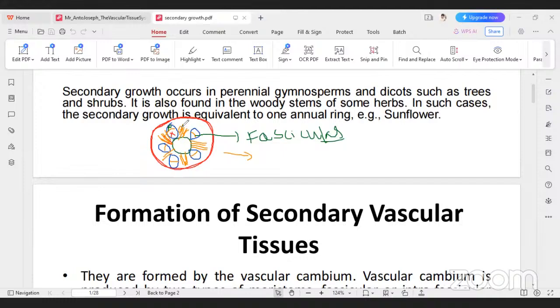Now where is the cambium? How many types of cambium? Inside the vascular bundle and outside the vascular bundle. Okay, this cambium ring is called interfascicular cambium. This cambium. Interfascicular.